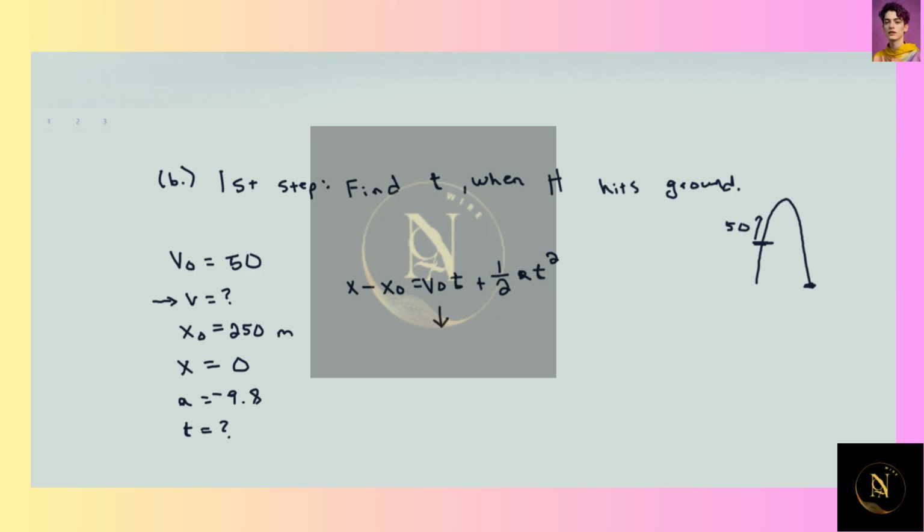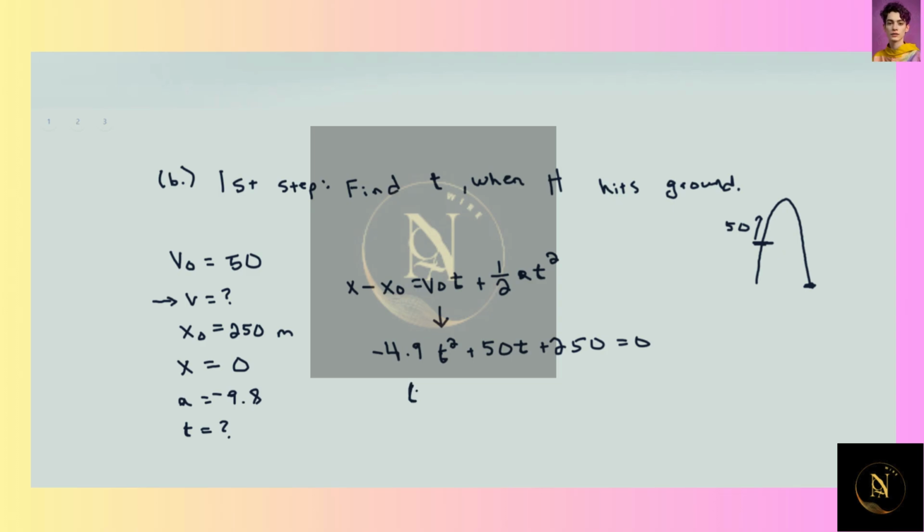This gives us a quadratic in time. Plugging in our constants, we get negative 4.9 t squared plus 50 times t plus 250 is equal to 0. And you're going to have to use the quadratic formula to solve this.